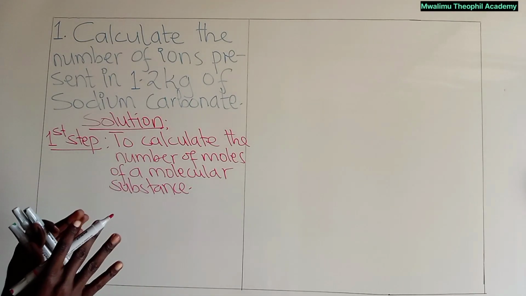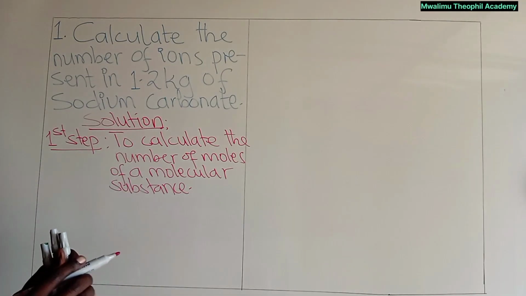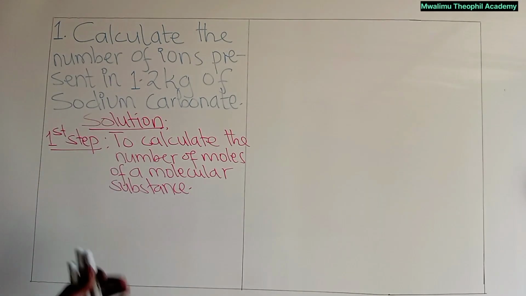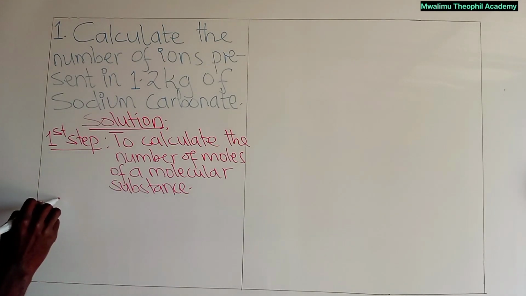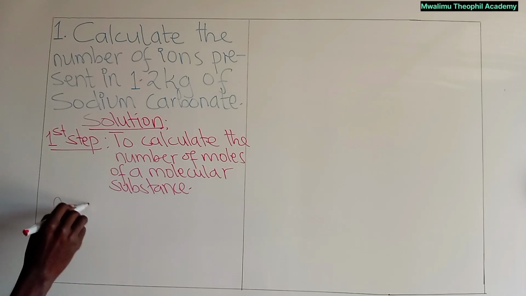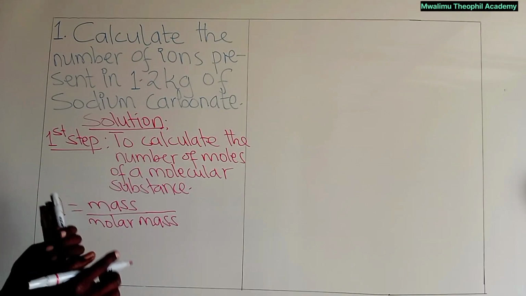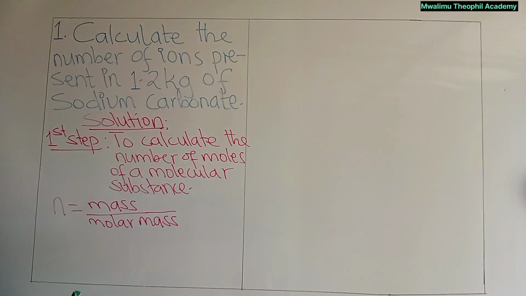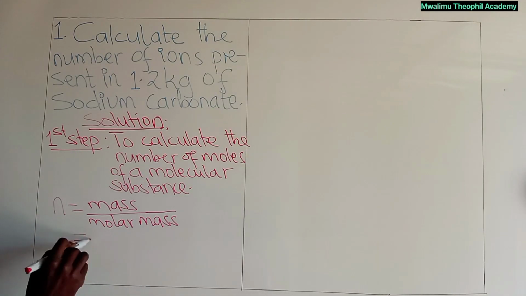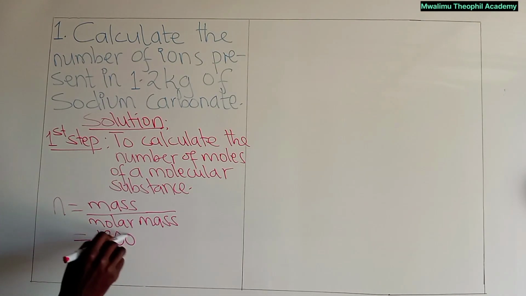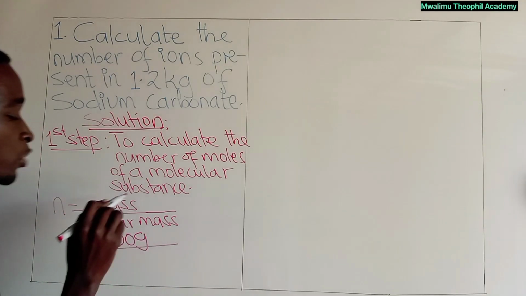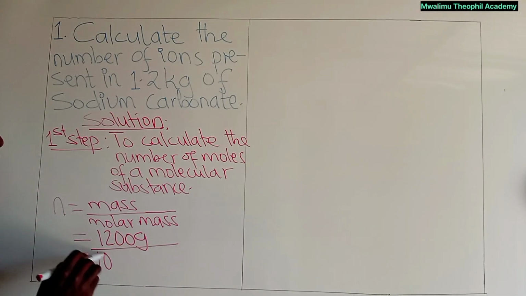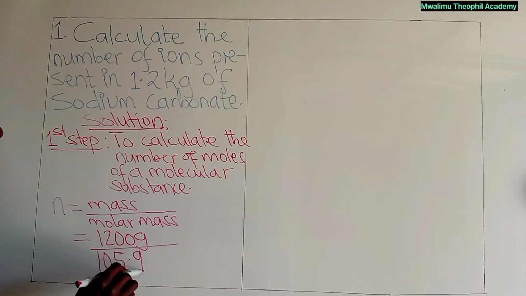To calculate the number of moles here, you have to know that it is equal to the mass given over molar mass. The mass of sodium carbonate given is 1.2 kilogram, which is equal to 1,200 gram. The molar mass of sodium carbonate is 105.988 gram per mole.